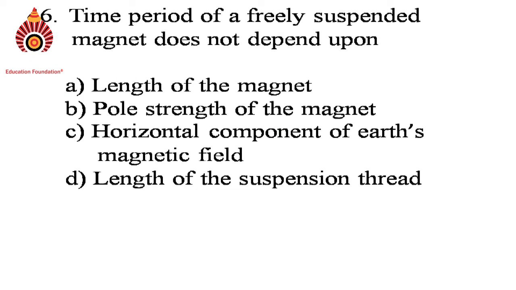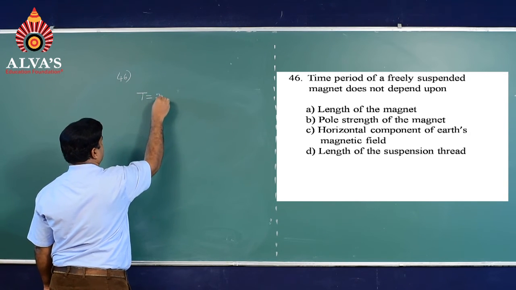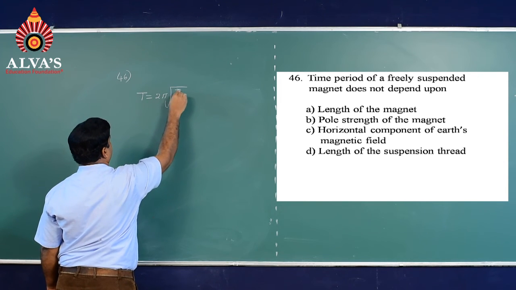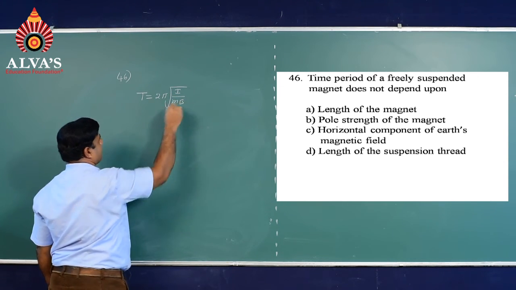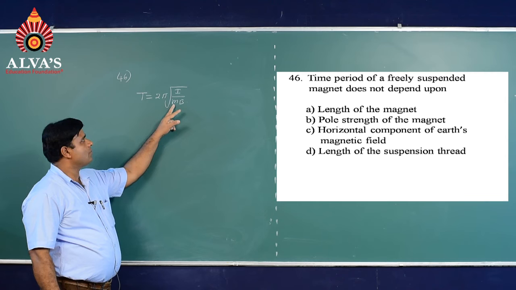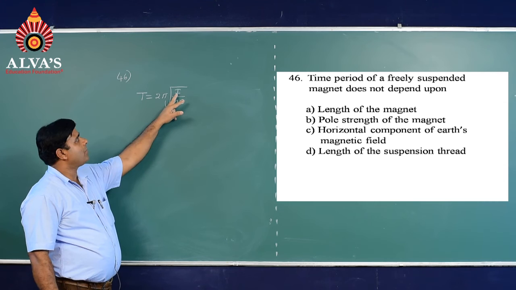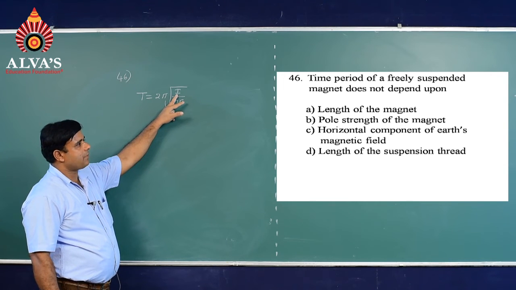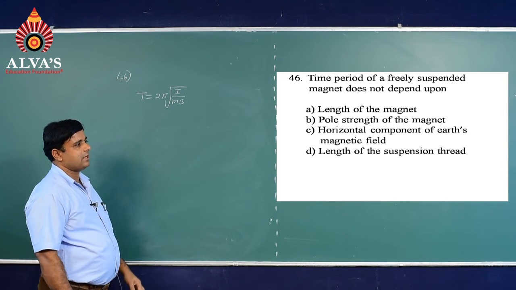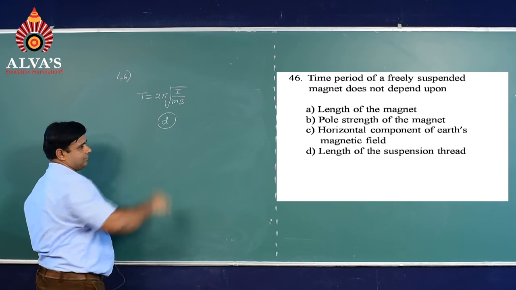Time period of a freely suspended magnet does not depend upon? Time period of a freely suspended magnet is given by 2π into root of I divided by m into B. It depends on magnetic dipole moment, meaning pole strength, on magnetic field in the region, and moment of inertia, which depends on length of the magnet. Therefore, A, B, C are true, but it is independent of length of the suspension thread. So, the answer is D.